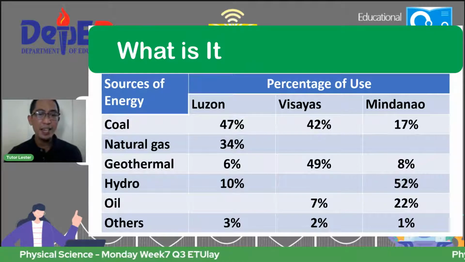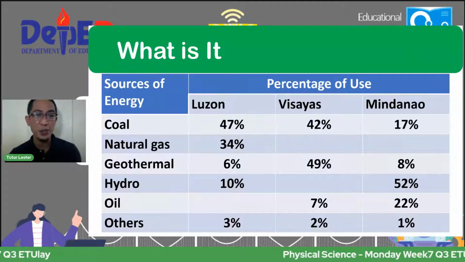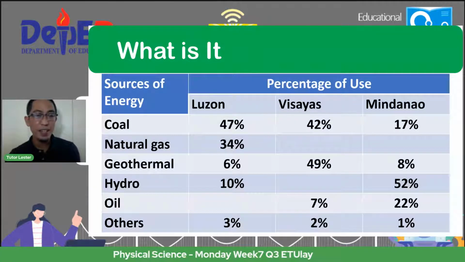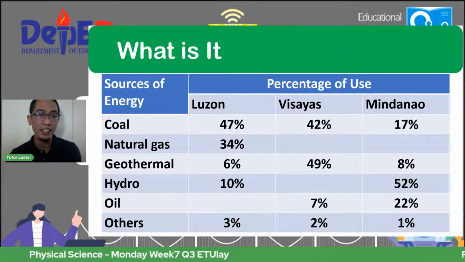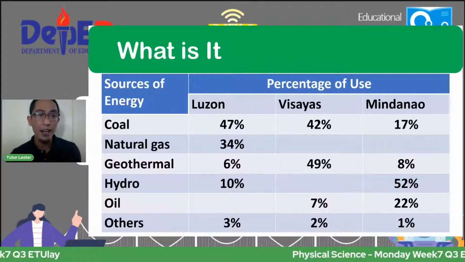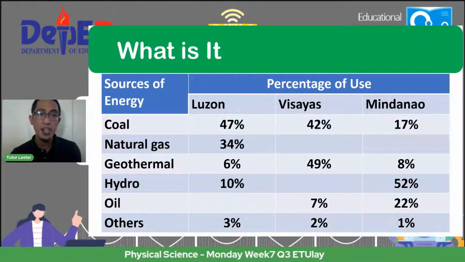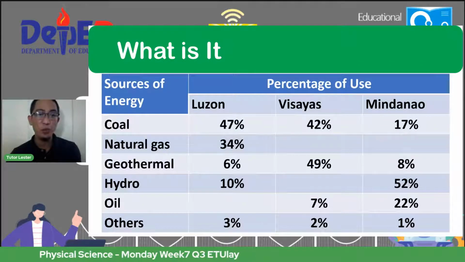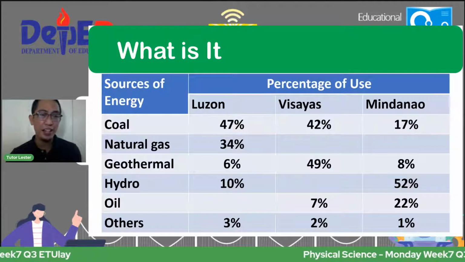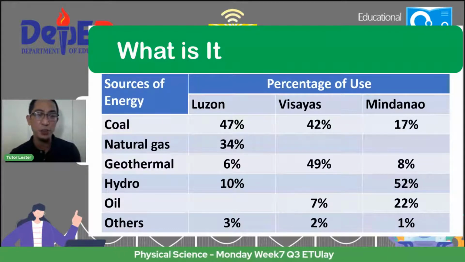Sa Visayas naman, ano po ang pinakamalaking energy source? Alright, so sa Visayas, makikita po natin that our biggest energy sources are the following. Coal at 42% and geothermal at 49%. Other sources of energy, for oil, nasa 7% and other unspecified sources at 2%.